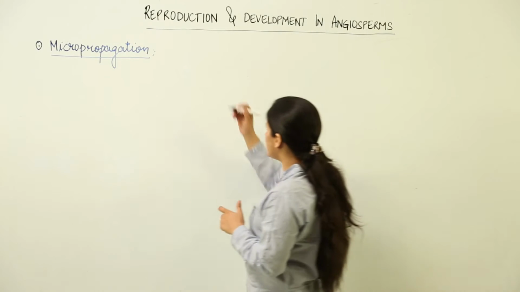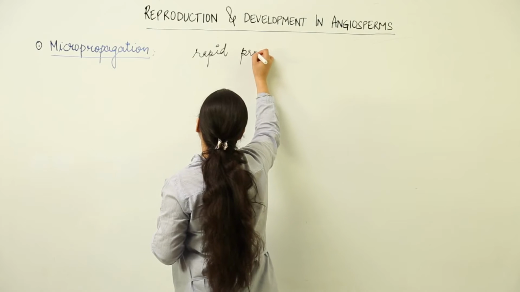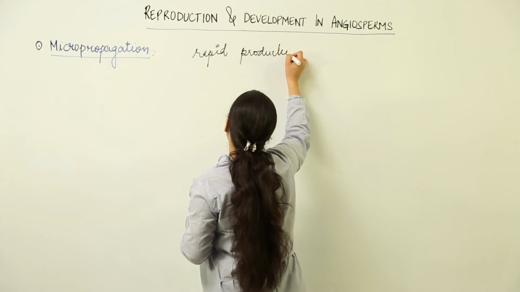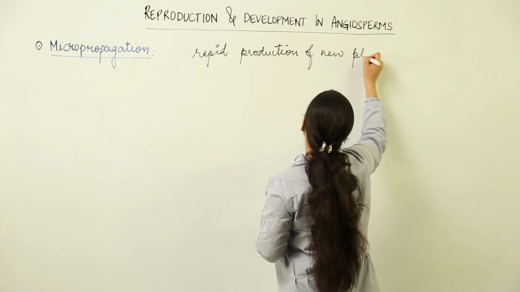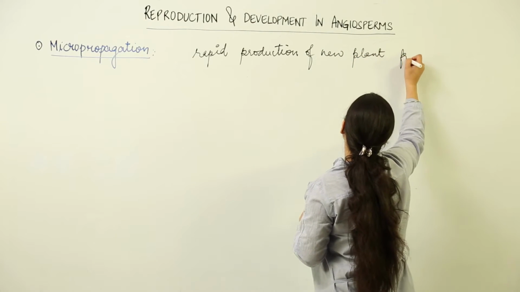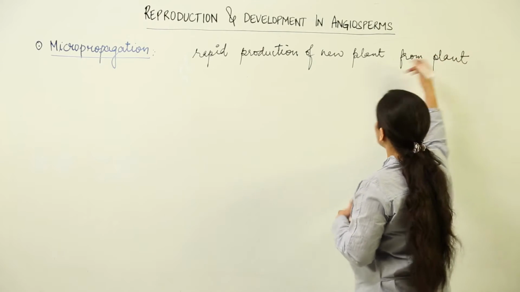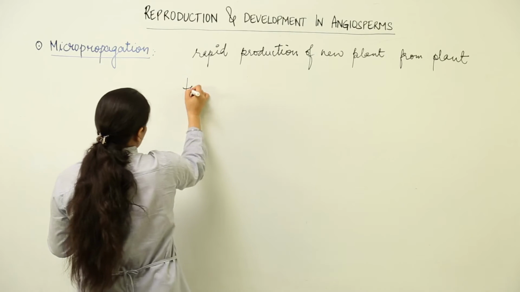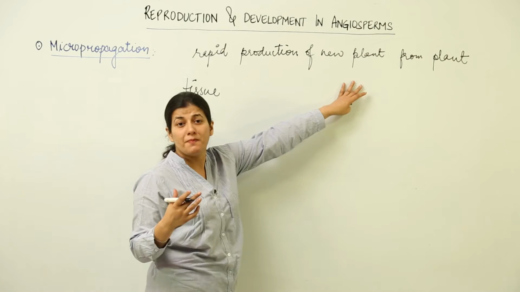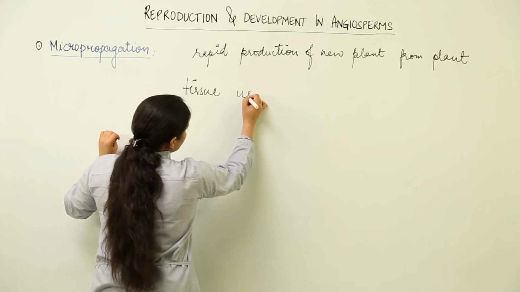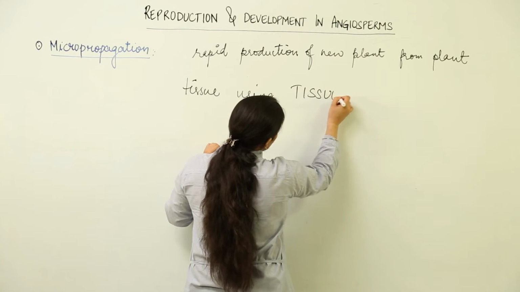So you are going to get rapid production or propagation of new plants from plant tissues. Of course, because the new plant would be formed from plant tissues, we need plant tissue using tissue culture. Now you have a new term, tissue culture. Now what is tissue culture?